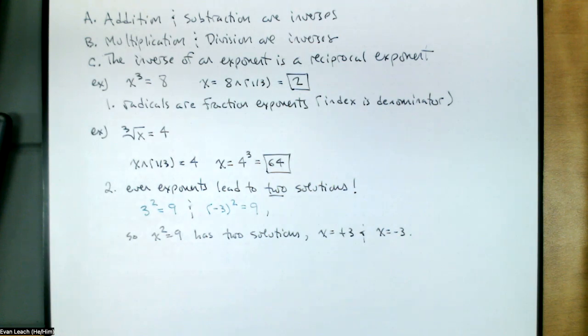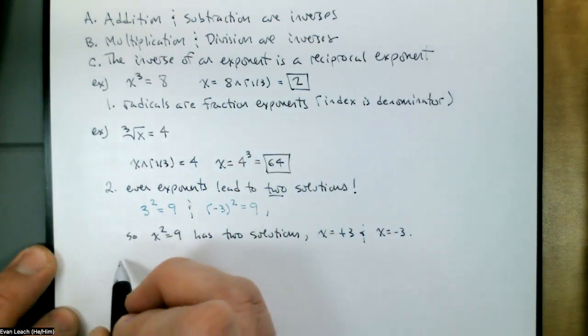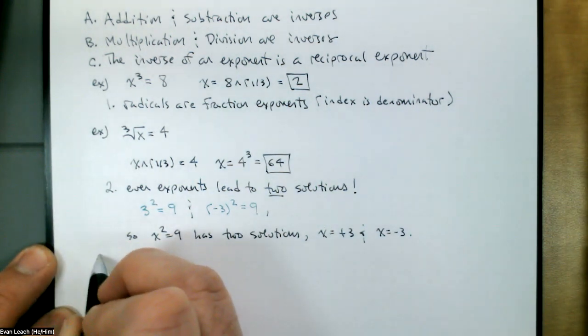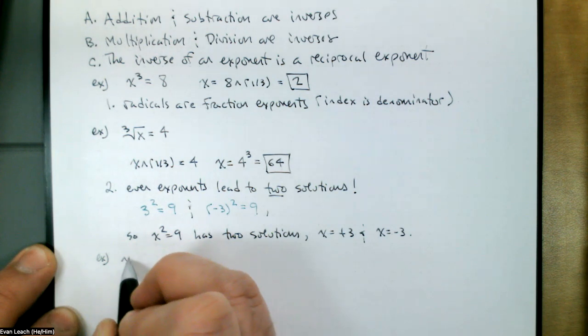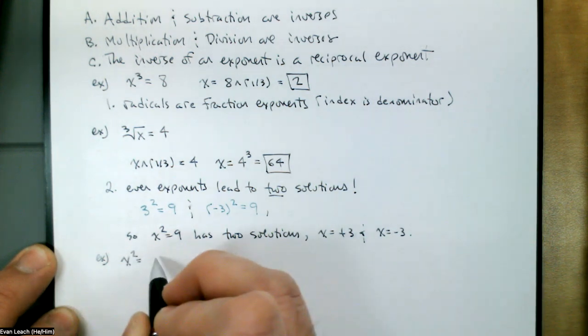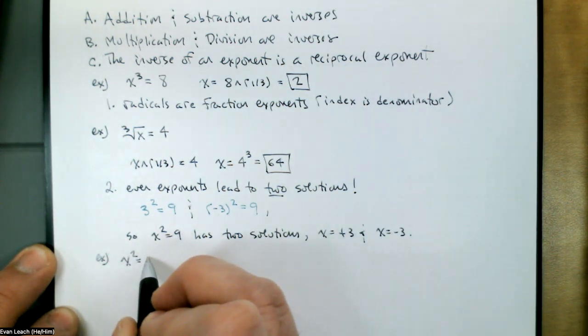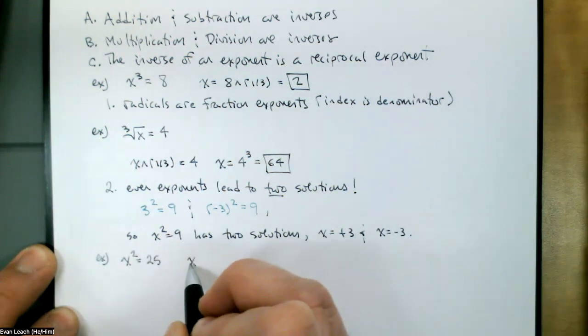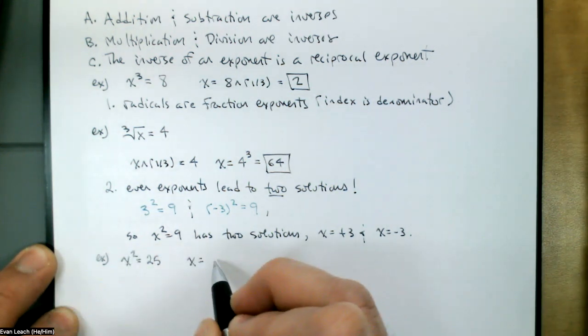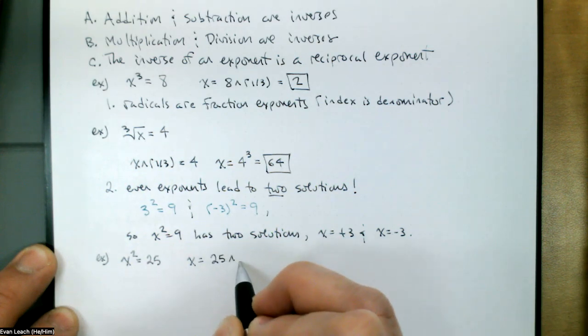Since 3 squared is 9 and the square of -3 is 9, x squared equals 9 has 2 solutions, +3 and -3. We can usually summarize this with a plus or minus. The number part we can get with the exponent like we normally do. So if x squared is equal to 25, the inverse of an exponent is a reciprocal exponent.